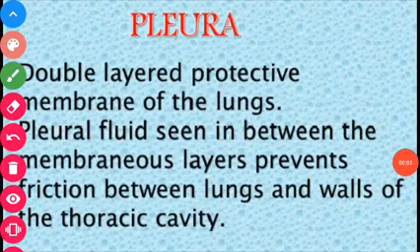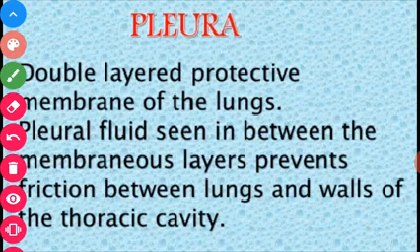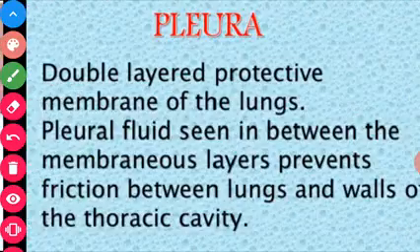Dear students, this pleura is a double-layered protective membrane of the lungs, a membrane that protects the lungs. Pleural fluid is seen in between the membranes. This pleura is a double membrane, and in between the two membranes there is a fluid present. The pleural fluid seen in between the membranous layers prevents friction between the lungs and the walls of the thoracic cavity.